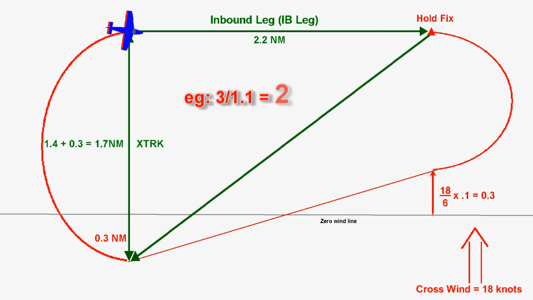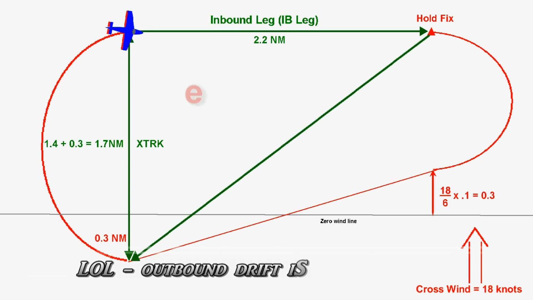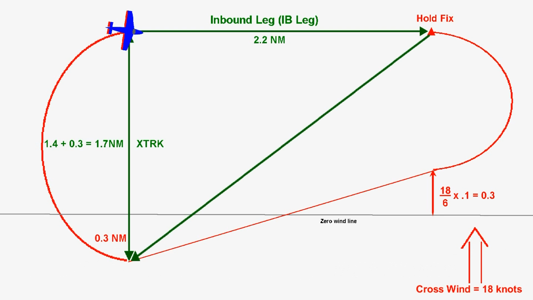So, 3 divided by just a smidge more than 1 is just a bit less than 3. And that's exactly how much more you need to apply drift on the outbound leg compared to the inbound. So in other words, if it takes 8 degrees of drift on the inbound leg, expect it to be just under 24 degrees on the outbound leg.